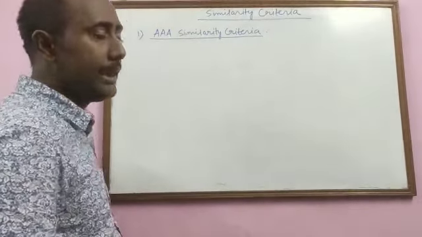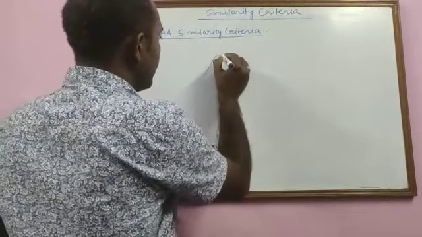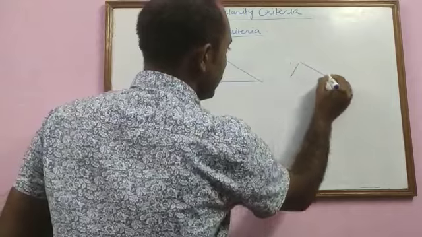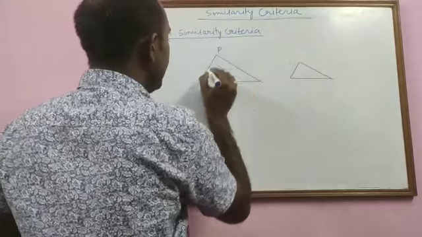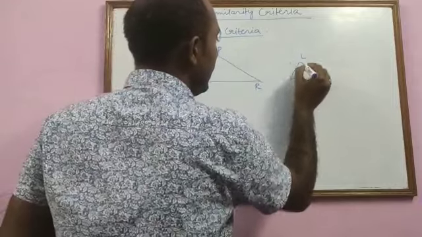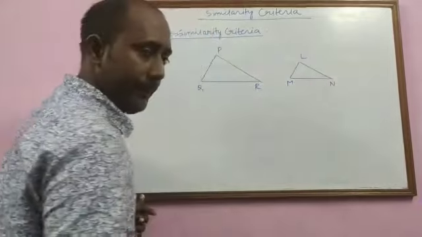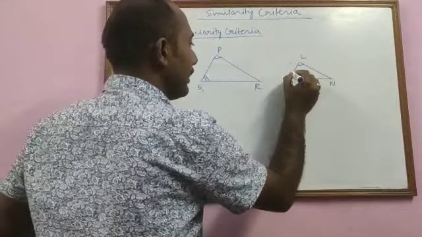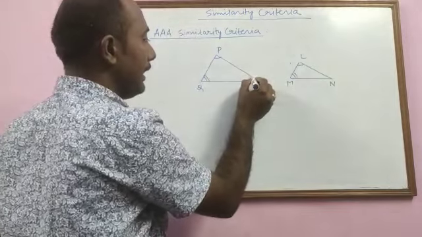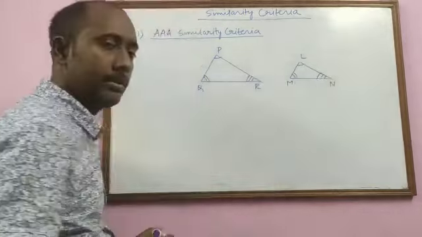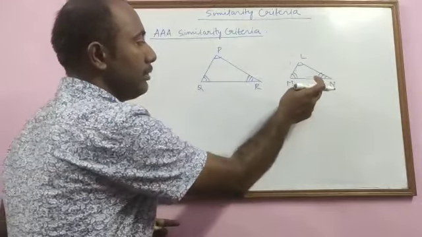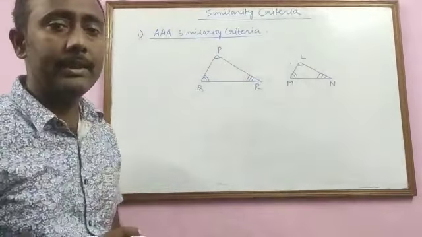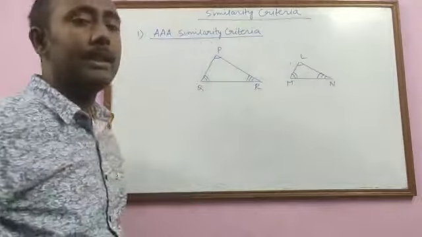So angle, angle, angle similarity criteria states that any two triangles, suppose here I name it as PQR and this one as LMN. If I say that angle P is equal to angle L, sorry, angle Q is equal to angle M and angle R is equal to angle N, the three angles of this triangle are equal to the three angles of the other, then the two triangles are said to be similar. This is what angle, angle, angle similarity criteria states.